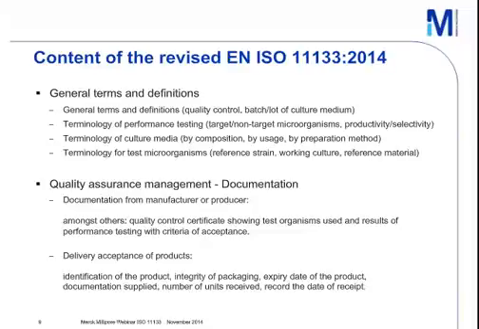In the next chapter, quality assurance management, it starts with the documentation. What documentation is needed from the manufacturer or producer? Amongst other documentation, the main one is the quality control certificate showing test organisms used and results of performance testing with criteria of acceptance. And on the user side, the delivery acceptance of products, the identification of the product, integrity of packaging, expiry date of the product, the documentation supplied, the number of units received, and to record the date of receipt.